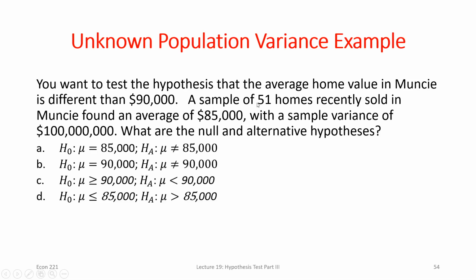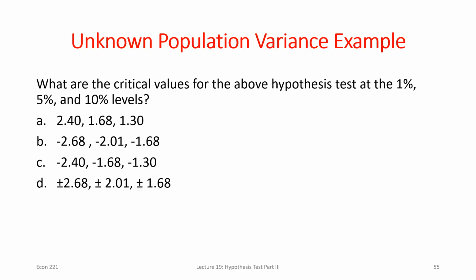We've got a sample size of 51. We've got a sample mean of 85,000 found from these 51 homes, and a sample variance of, what, 100 million here? So we've got our null and alternative hypotheses. What type of tailed test would this be? Well, we have a not equal to sign in the alternative hypothesis. That's probably one of the easiest ones. We know that we've got a two-tailed test.